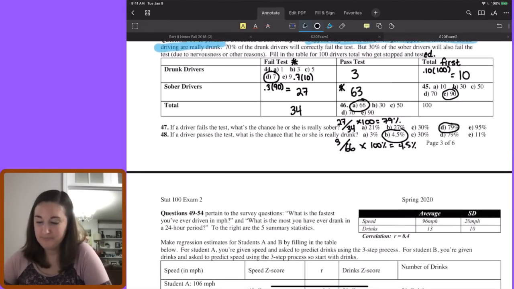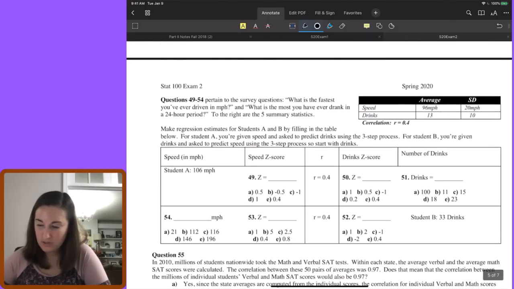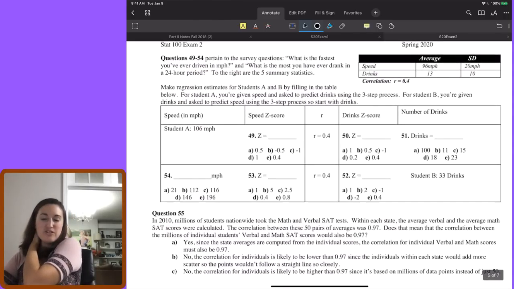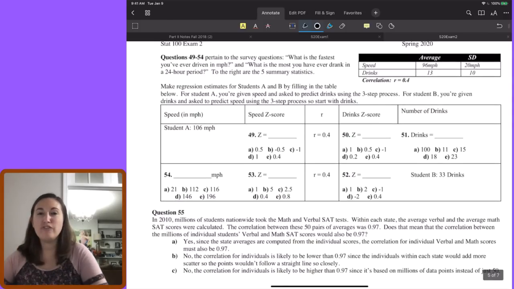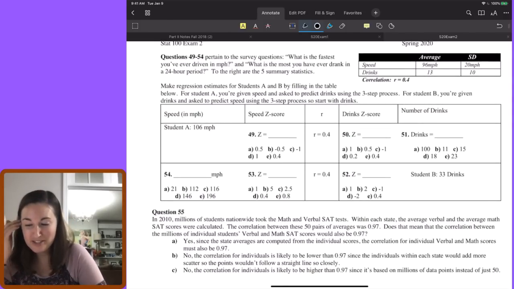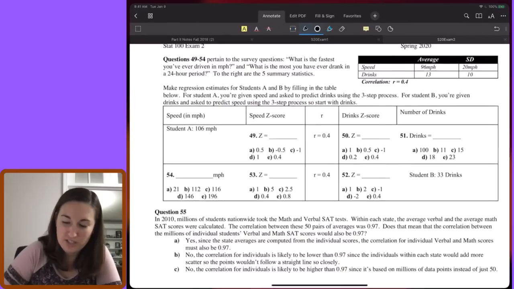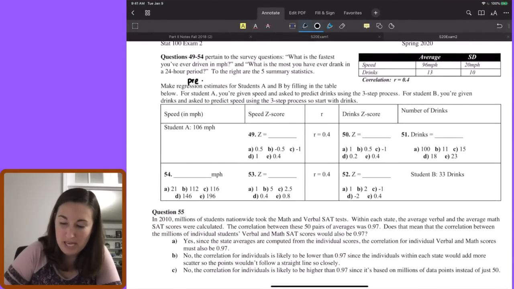Let's see. What do we have next? So questions 49 through 54 pertain to the survey questions. What's the fastest you've ever driven in miles per hour, and what's the most you've ever drank in a 24-hour period? Interesting. And it says make regression estimates for students A and B by filling in the table. So regression estimates, that is just another word for make predictions.